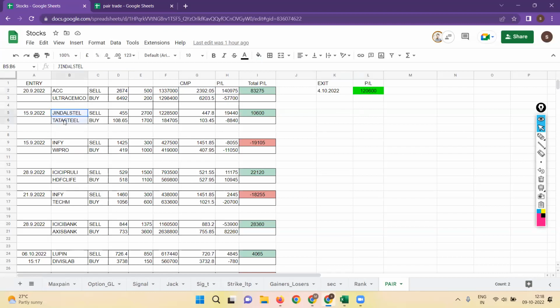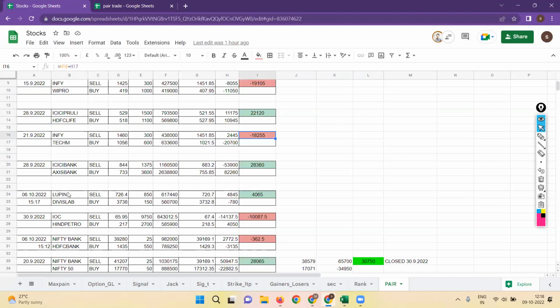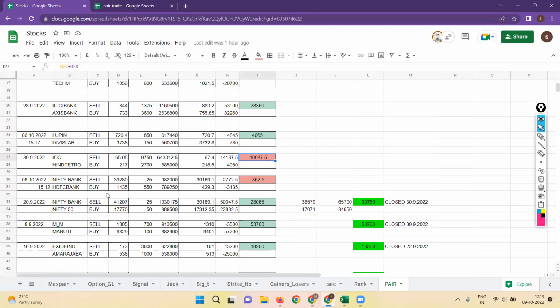Second, Jindal Steel and Tata Steel, which I am running in my live account right now, is at 10,600, and 3-4 days before it was 30,000 profit. Also Wipro is a running trade. Prudential and HDFC Life, executed on the 28th, is at 22,000 profit right now. Tech Mahindra has some losses. ICICI Bank and Axis 28,360. Lupin and Divi's 40,000. IOC and Wipro are not a recommended pair.